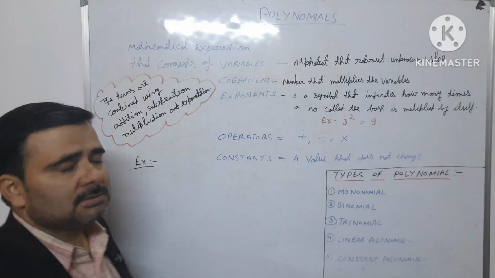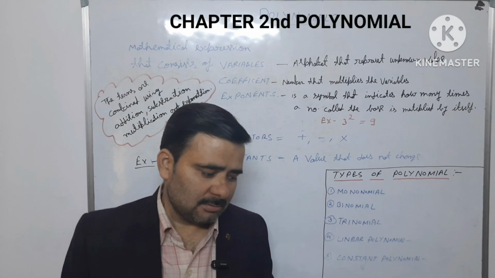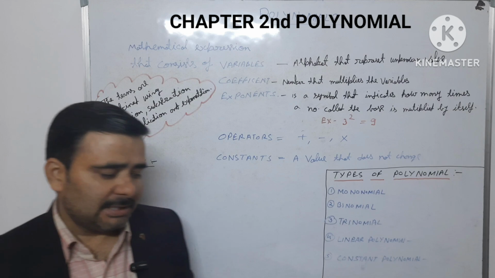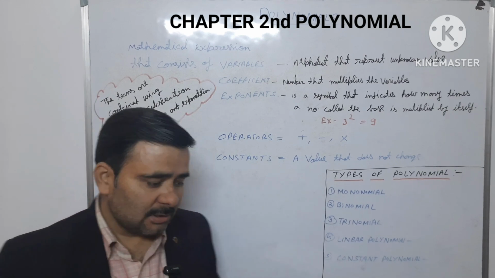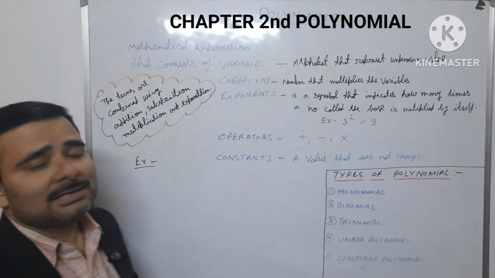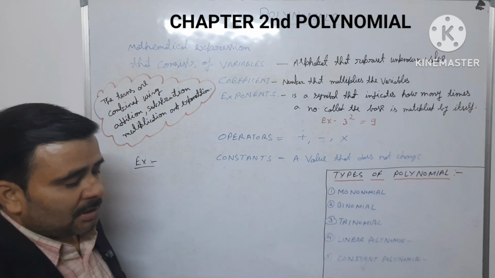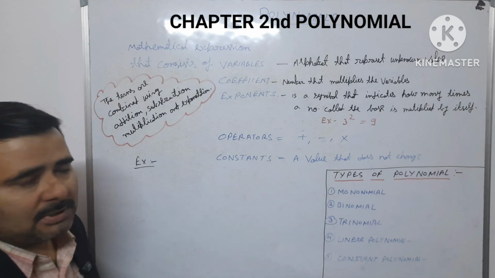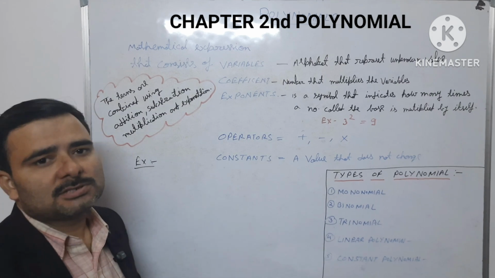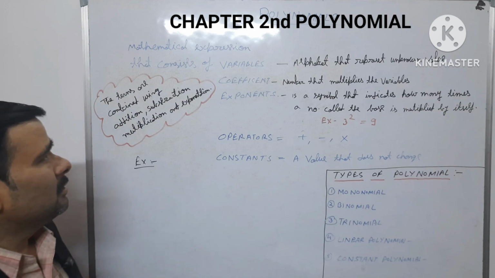Good morning, dear students. As we are completing NCERT class 9 mathematics, till now we have completed number systems. Now we will move to the second chapter, that is polynomials. We have learned about polynomials in our previous classes, but let's focus on some basic concepts of polynomials.